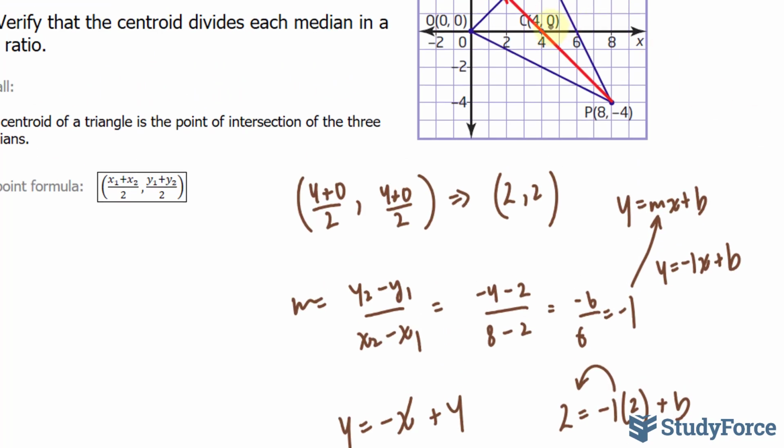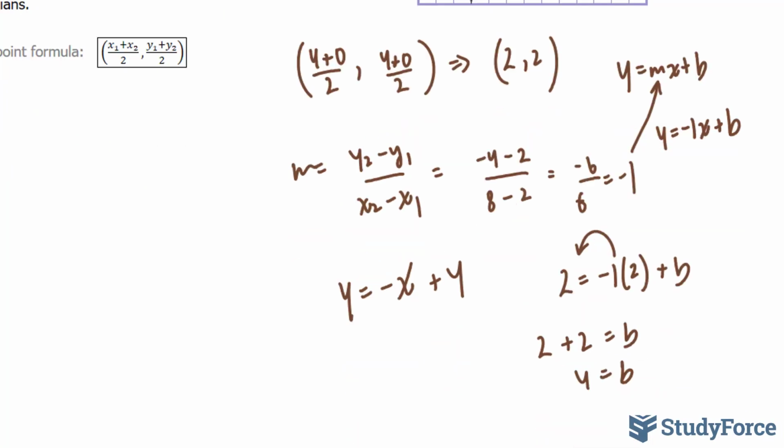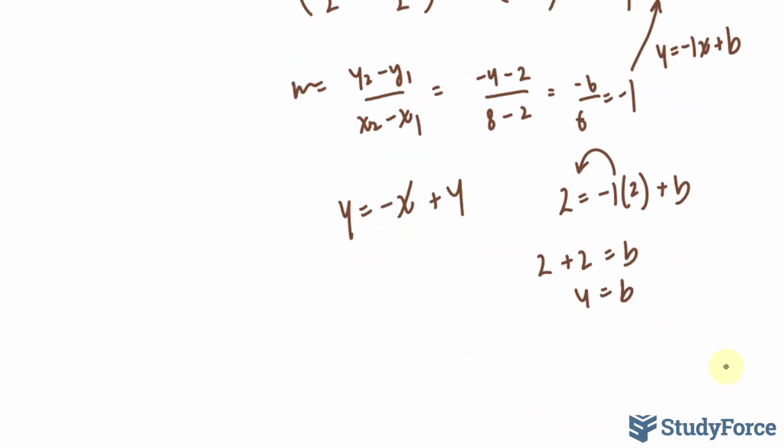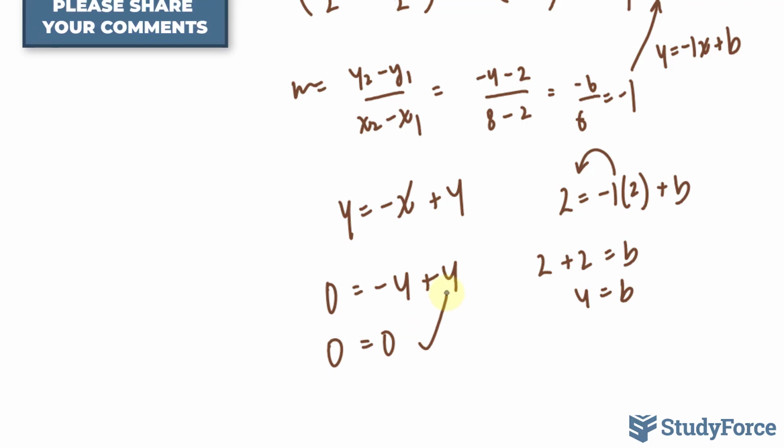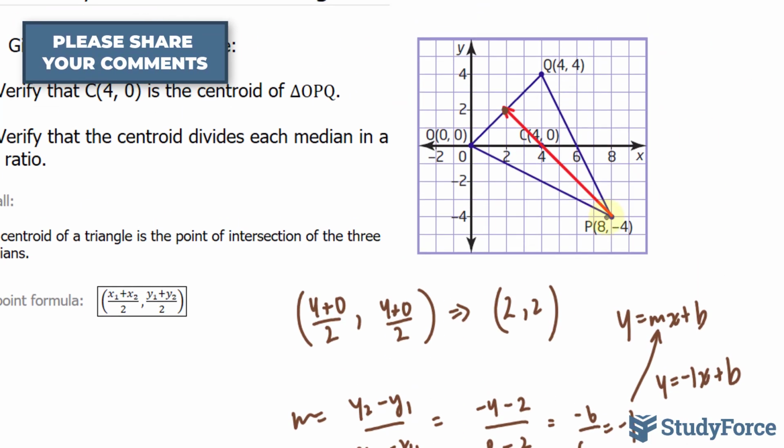If I substitute the point 4 and 0 into x and y respectively, I should end up with the left side equaling the right side if it in fact is the centroid. So I have 0 is equal to minus 4 plus 4. 0 is equal to 0. Therefore, this median does pass through the centroid.